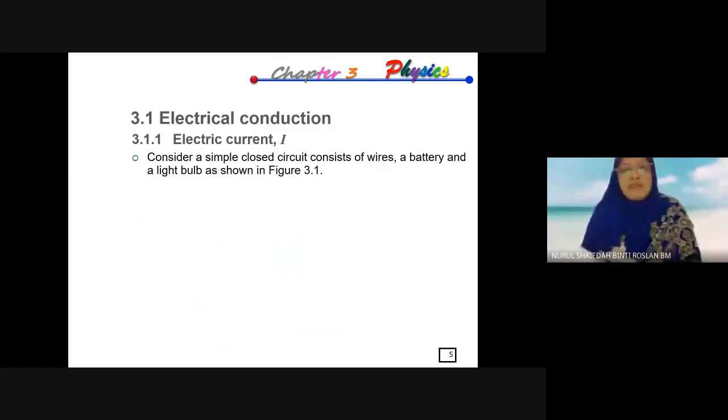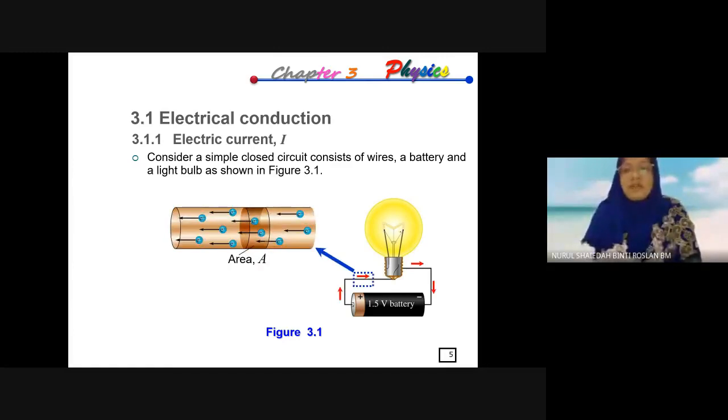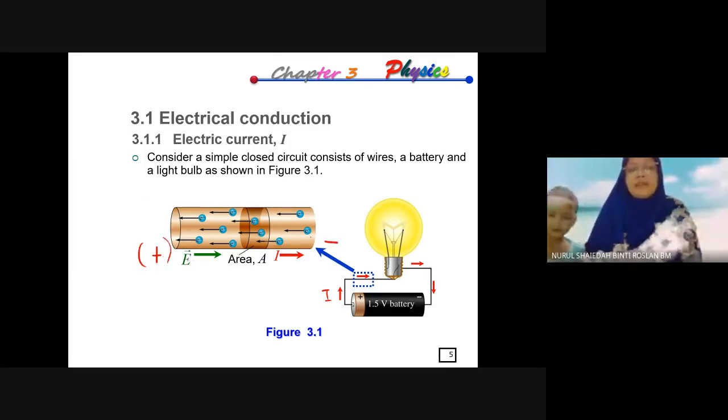Okay, so electric current, what is electric current? Okay, consider we have a closed circuit consists of wire, a battery and a light bulb in figure 3.1. So if you look at figure 3.1, we have a light bulb and we have a battery. So battery we have positive and negative terminal. So current is flow from positive terminal. Current akan keluar daripada positive terminal, dia akan balik ke negative terminal. Okay. Also same with the electric field. Electric field pun akan gerak daripada positive terminal to negative terminal.